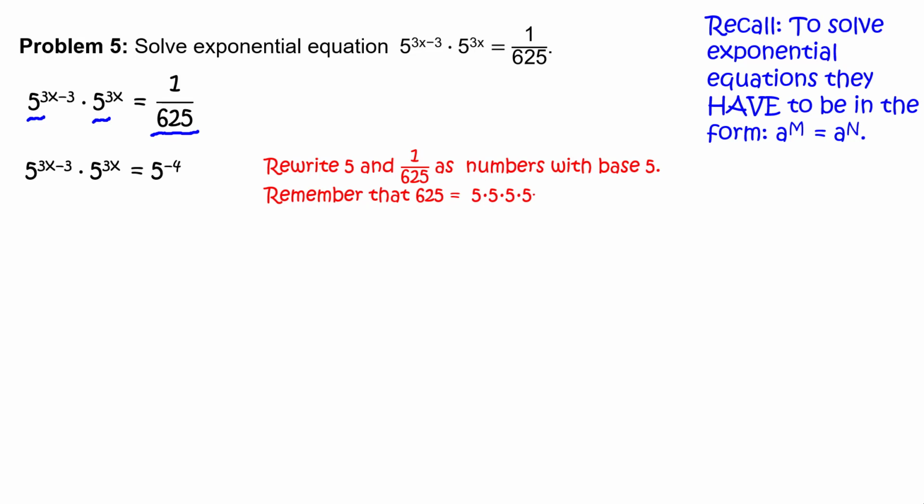So 5 raised to 3x minus 3 and 5 raised to 3x stay the same because they are already base 5, but 1 divided by 625 becomes 5 raised to negative 4th. Negative 4th because it's a fraction. If it was just 625, it would be positive 4th.